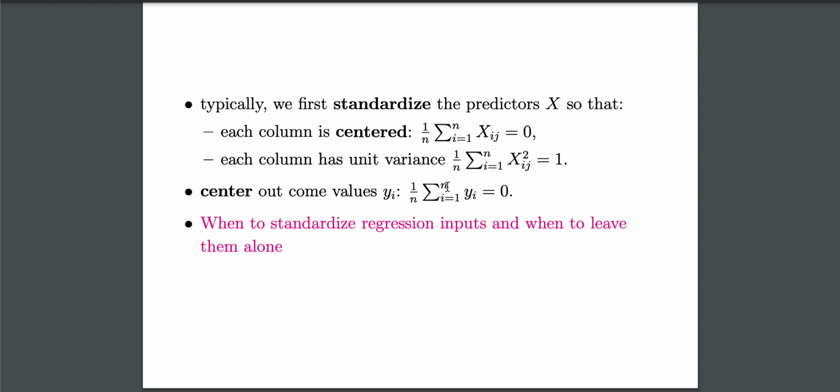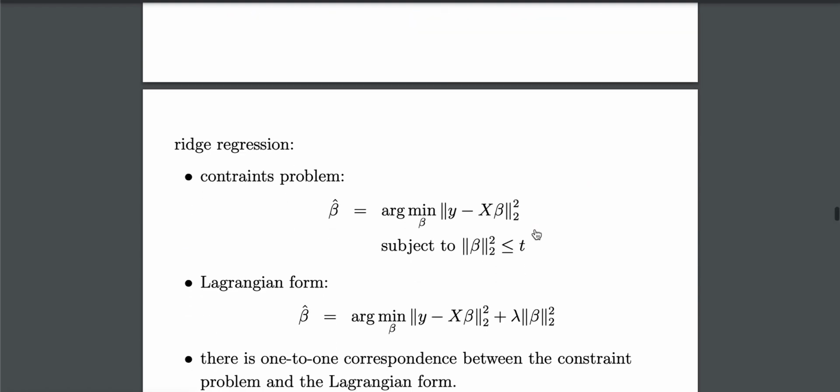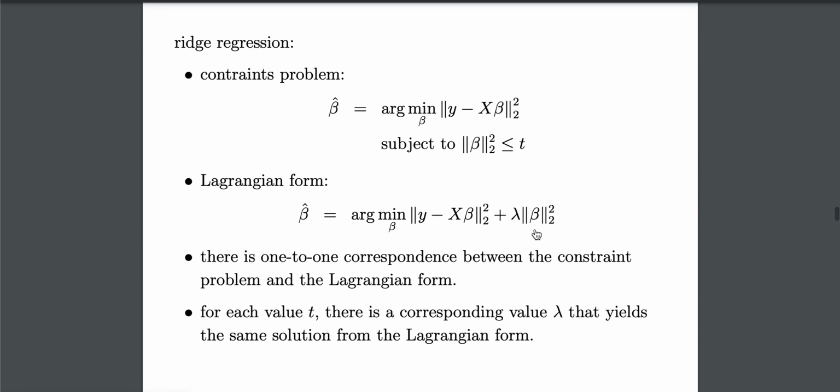Centering the values of y, you can do it, especially if there are very large numbers. It's reasonable. It's like dealing with the intercept. It's like removing the intercept. Okay. So it's coming back to ridge regression.